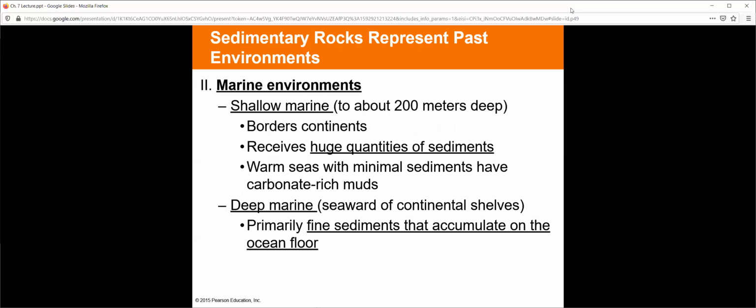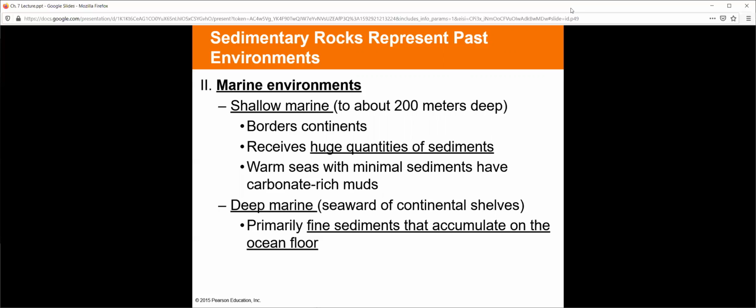Marine environments would be, of course, your deep lakes, your seas, your oceans. These are marine environments, be they shallow or deep. Since these environments are different in regards to the sediment and the creatures involved, they are also different with respect to the rocks that are eventually developed from these environments.